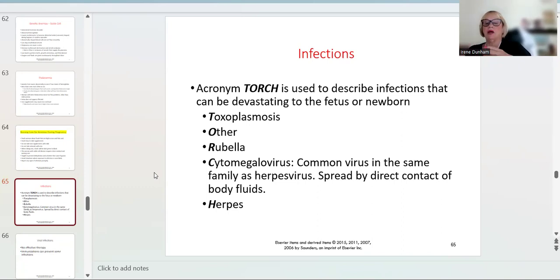It's a very common virus. It's in the same family as your herpes virus, and is spread by direct contact with body fluids. Do we have a lot of body fluids in maternity? Yes, we do. So you have to watch out for cytomegalovirus and, of course, herpes.